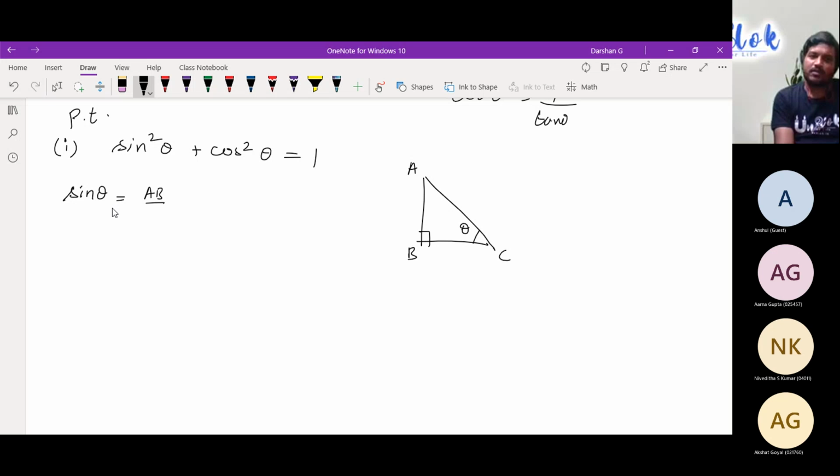That is right. Anshul, can you tell what is cos theta? BC by AC. Correct. So now can you find sine square theta, which is just squaring both? So AB square by AC square. And cos square theta is BC square by AC square. So now add both.